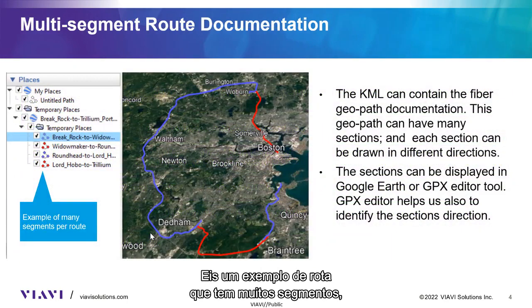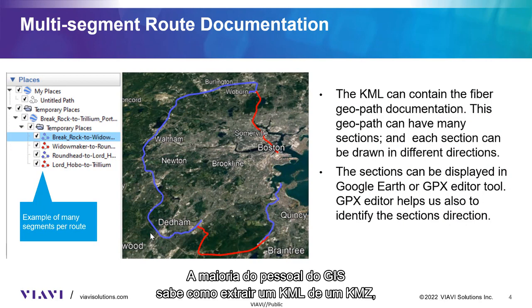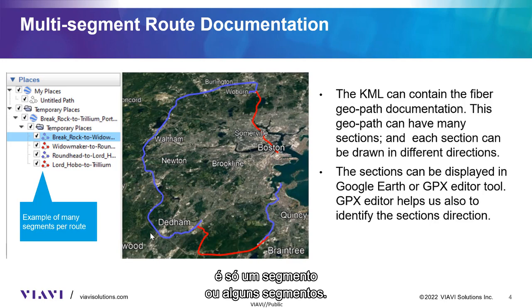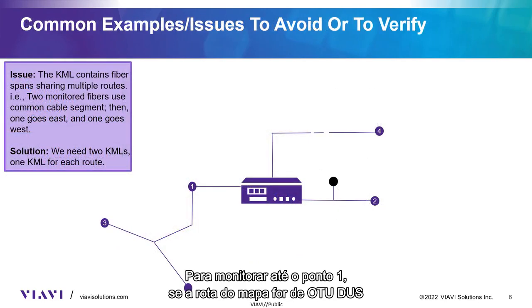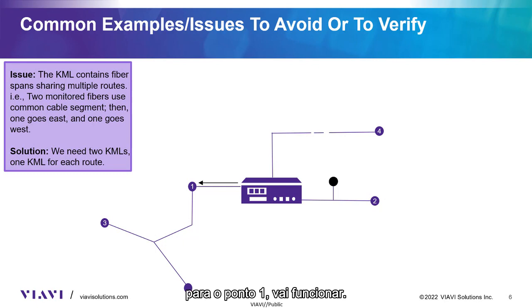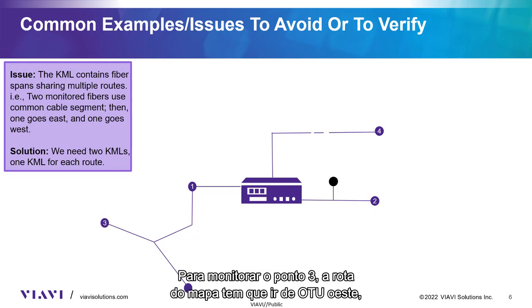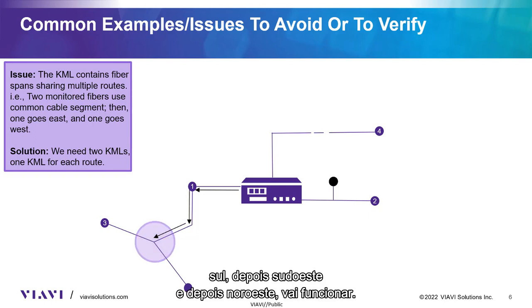Here's an example of a route that has many segments. If this is too many segments to handle, most GIS folks know how to pull a KML out of a KMZ so it is just one segment or a few segments. Here's some examples. To monitor point 1, if the map route is from the OTU due west to point 1, that will work. To monitor point 3, the map route needs to go from the OTU west, south, then southwest, and then northwest. That would work.